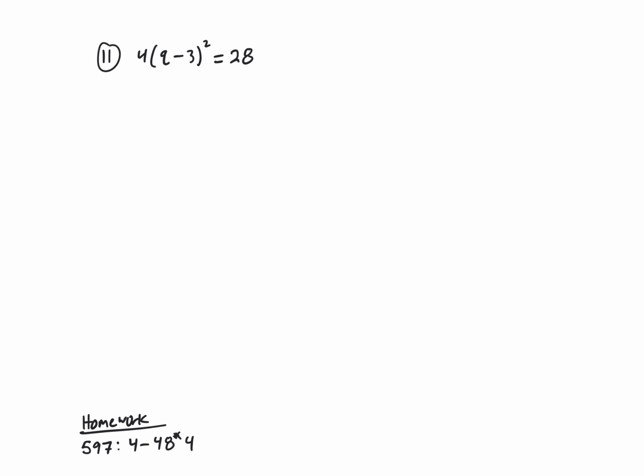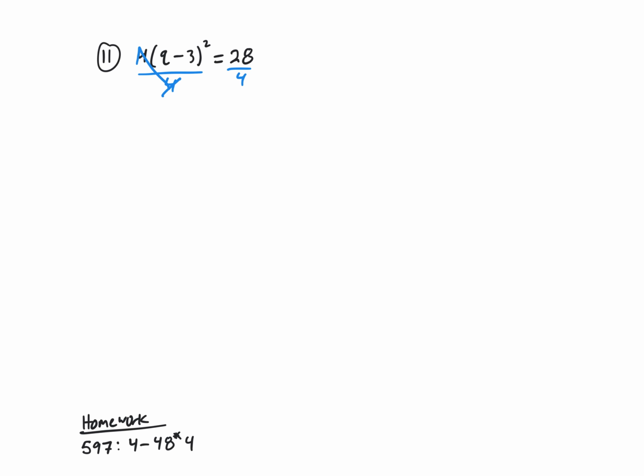Now that seems all easy, but they want you to be able to do a little bit more. So notice here, we still have something being squared, but it's not just one letter. It's a letter minus 3, right? This q minus 3 is being squared. So what I want to do is isolate this thing that's being squared. So first thing I'm going to do, since this is multiplying by 4, the opposite of multiplying is dividing. So I'm going to divide both sides by 4.